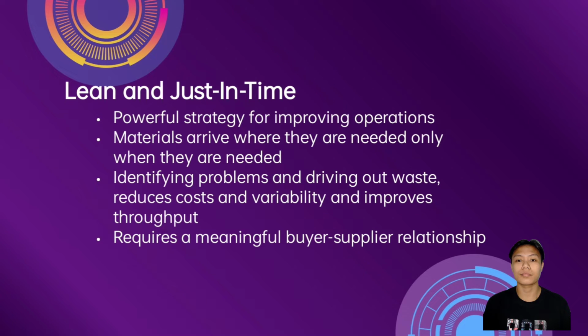Lean and just in time. Combining lean and just in time is a powerful strategy for improving operations, but it requires a meaningful relationship with suppliers. The result can be reduced waste, as waste can now be addressed, and improved throughput. In this strategy, materials arrive where they are needed only when they are needed.